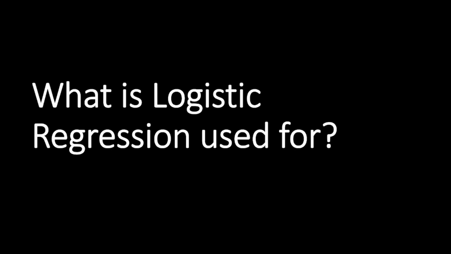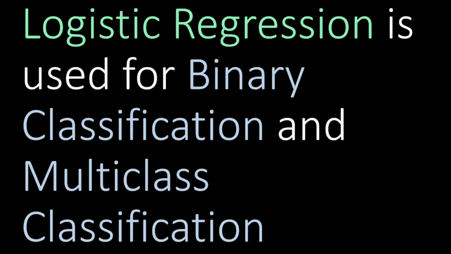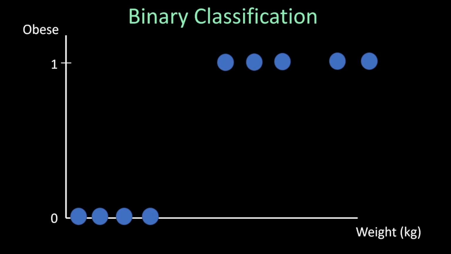All right, so what is logistic regression used for? Well, like we said, logistic regression is used for classification, but mainly binary classification and multi-class classification, right? And if you don't know what binary classification means, it's basically classifying something as either yes or no, right? Or sometimes you might see a 1 or 0. They're the same thing. Okay, so let's see a binary classification example.